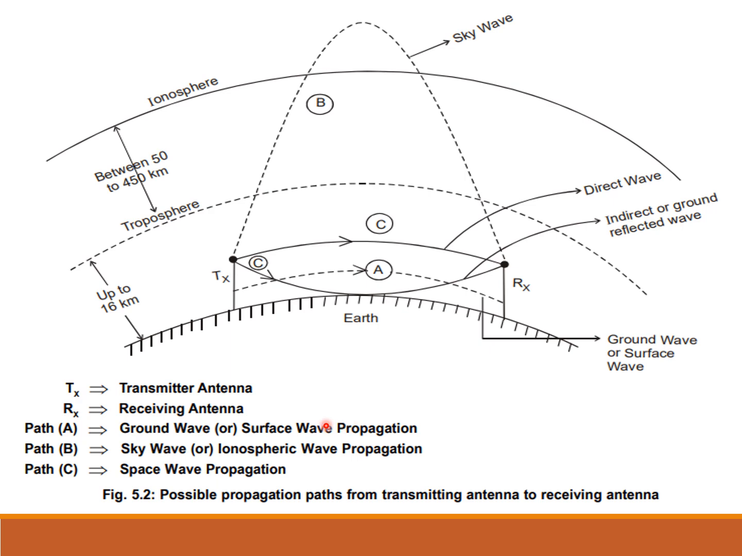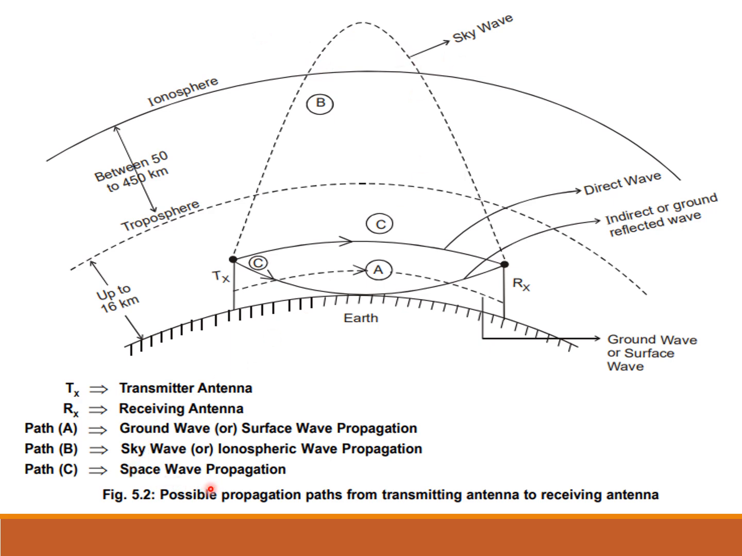Now, the second wave propagation is going to be sky wave or ionospheric wave. See here, the signal is transmitted into the sky, it gets reflected by the ionosphere, and it reaches the receiver. So hence the name sky wave or ionospheric wave. Why ionospheric wave? Because it gets reflected by the ionospheric region.